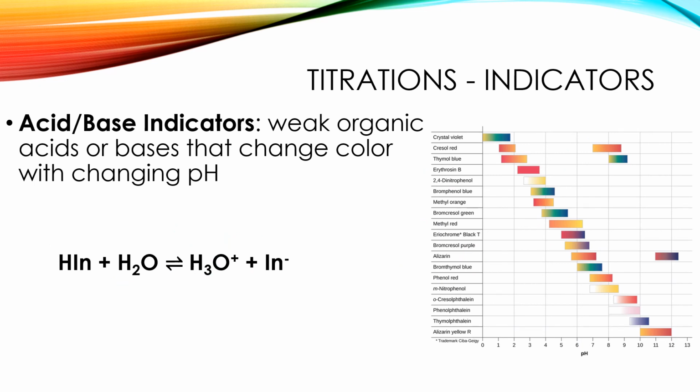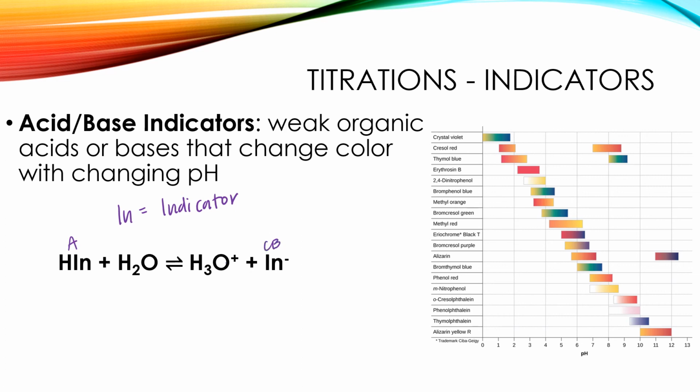Okay, a few more things for this and we will wrap it up. I've mentioned before that we do use acid-base indicators in titrations, and acid-base indicators are just weak organic acids or bases that change color with changing pH. So we can think of them as this equilibrium below. This would be HIn, the indicator, and then there's the version with the proton and the version without the proton. So it's like an acid with a conjugate base.